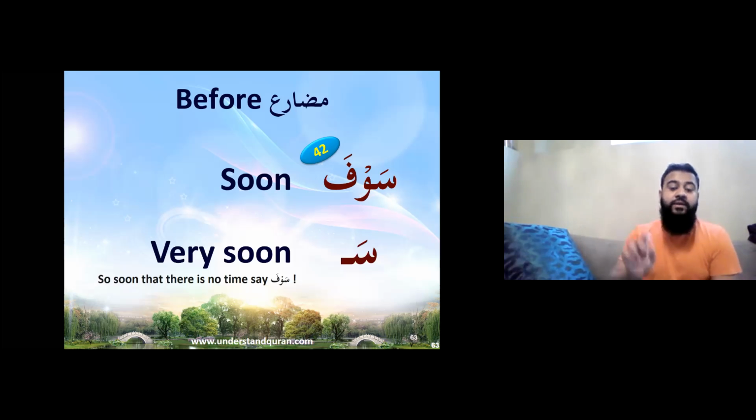Now there is a variant of the word sawfa, which is just adding the letter sa, which means very soon. The idea here is almost like an emphasis where it's so soon, you don't have the time to say the next two letters. So instead of saying sawfa, sa, wa, fa, you only have time to say sa. That's how soon it is. So that's the main point here.